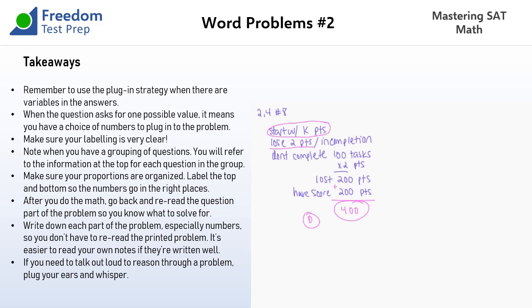I'm going to tell you now. Plug up your ears if you need to, read any math problem out loud, and you can whisper. You'll hear that your voice resonates throughout your skull, and you can whisper really quietly and not disturb anybody. It's a great strategy. Okay, so let's go to number 15.